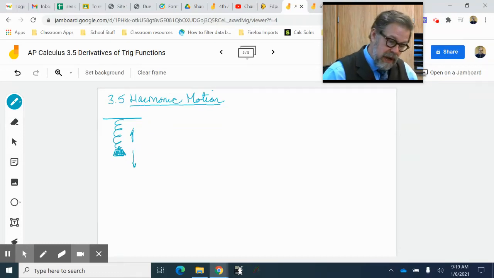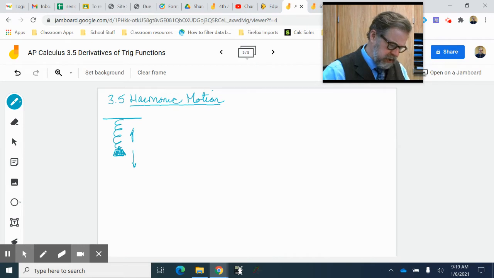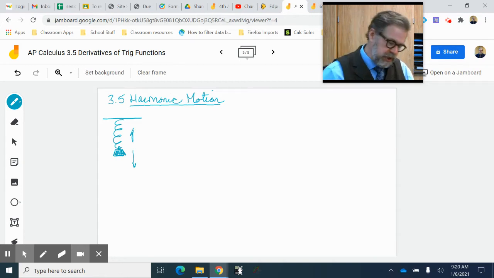All right, let's talk about harmonic motion. The most obvious example of harmonic motion is a spring hanging on a weight. And if you think about it, if you lift it up and let it go, it just bounces up and down. It cycles between a maximum and a minimum. We're going to ignore friction, which is what causes it to eventually stop.